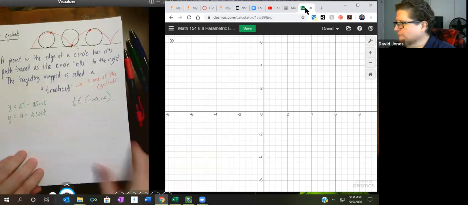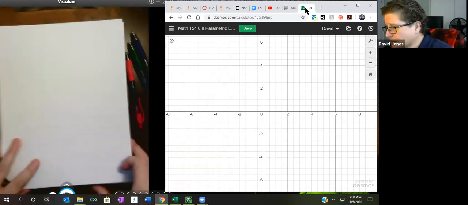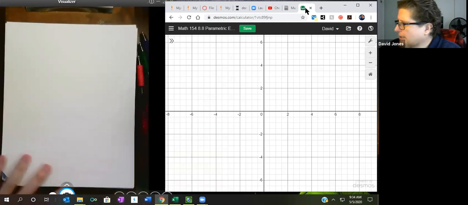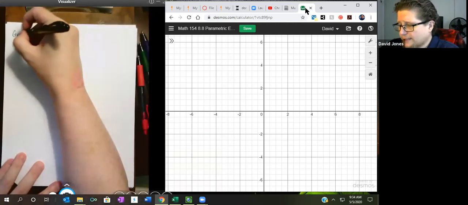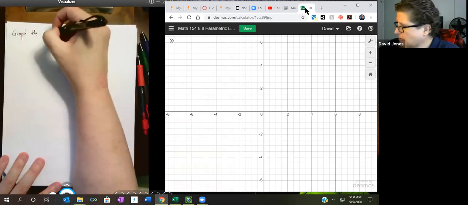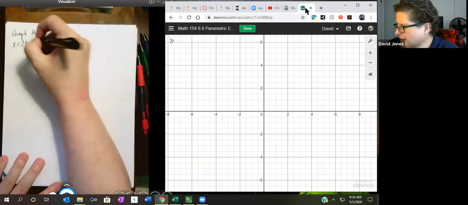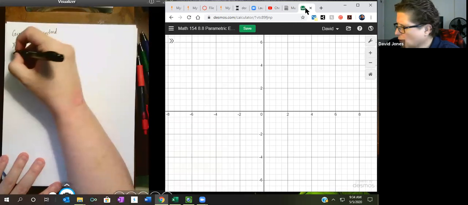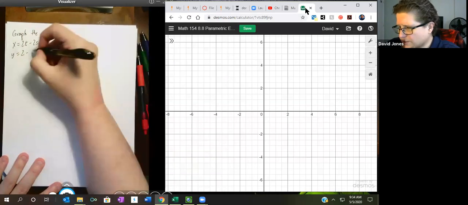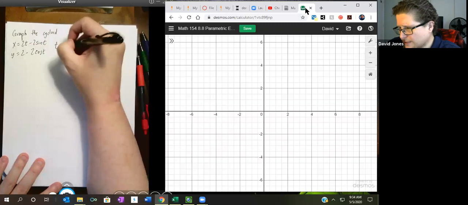So let's graph one. Let's graph the cycloid x equals 2t minus 2 sine t, y equals 2 minus 2 cosine t. And we'll just do it while t is between 0 and 2 pi.